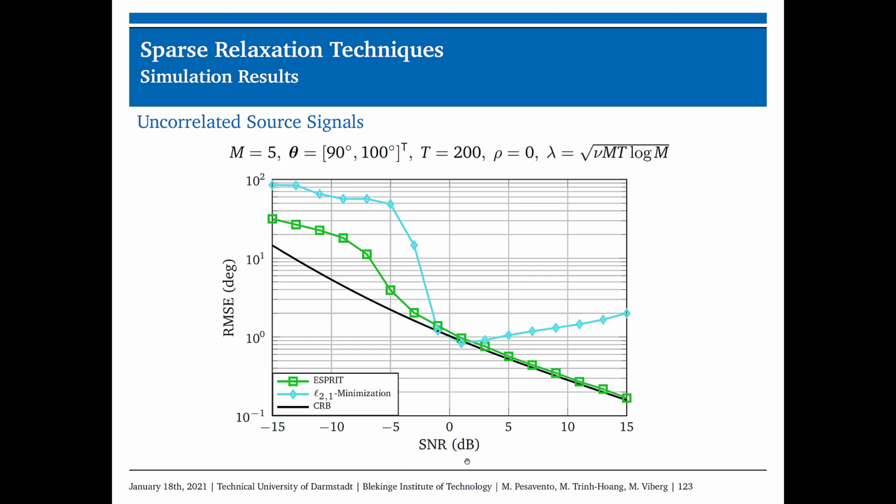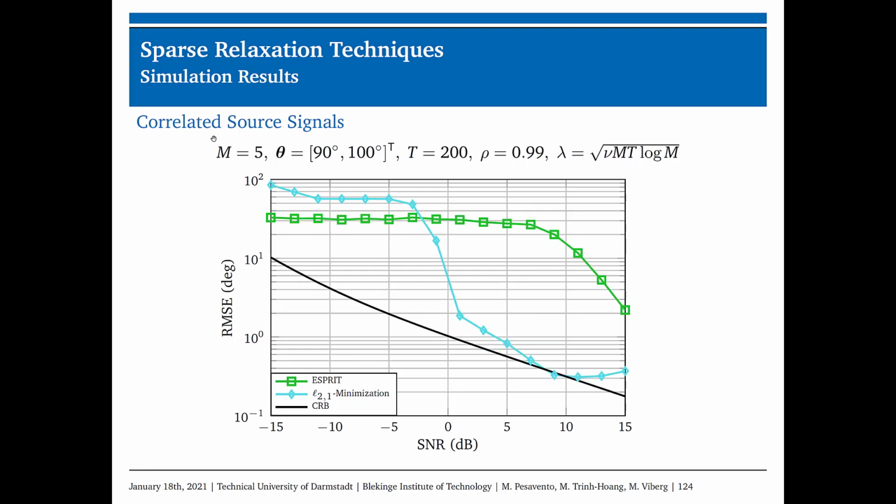We observe that the ESPRIT algorithm shows a good root mean square error performance that is close to the Cramér-Rao bound. That is the theoretical limit of the estimation performance of an unbiased estimator, as we will see still in the following. Also, the sparse representation method works quite well. However, at around 3 dB, the bias becomes notable and we observe an increase in the root mean square error. So we have a saturation performance here.